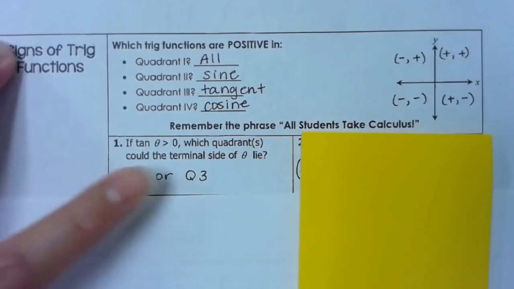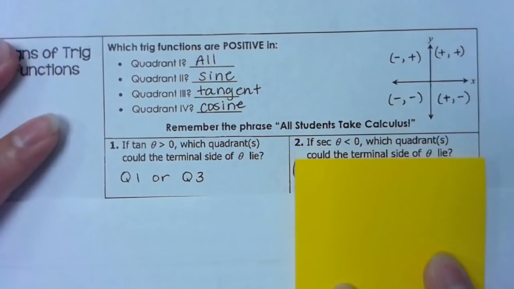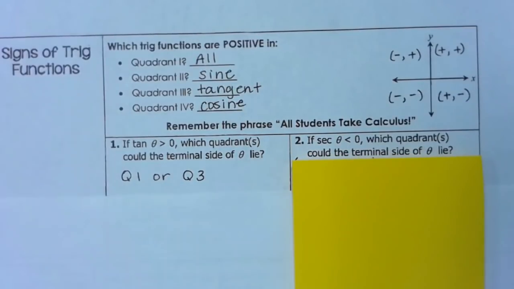Q meaning quadrant, so quadrant 1 or quadrant 3. Number 2 says, if secant theta is less than 0, in which quadrant could the terminal side of theta lie?